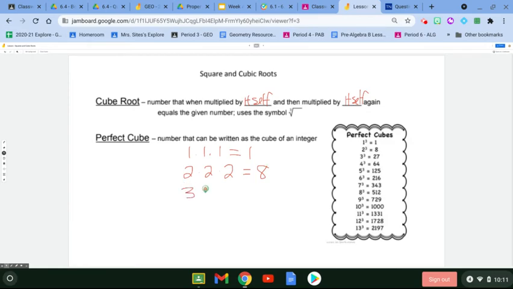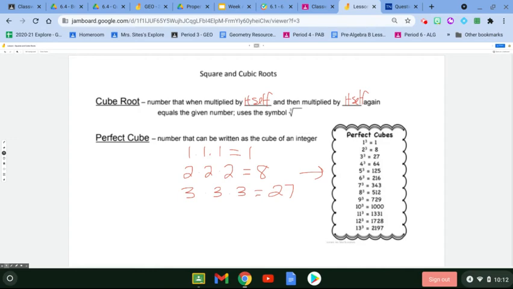Or 3 times 3 times 3, I would get 27. These are your perfect cubes. So if you don't have that on your notes, make sure you pause your video and add that to your notes. It's nice to have these pretty handy. Perfect cubes and cube roots are opposites of one another.